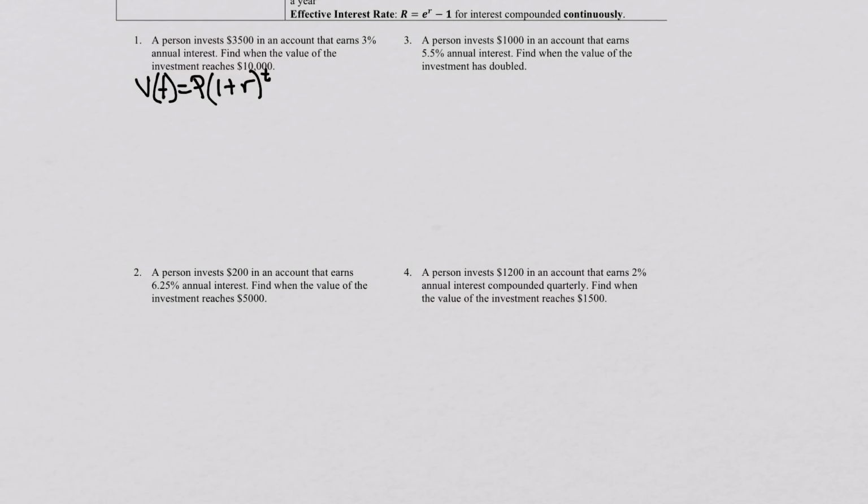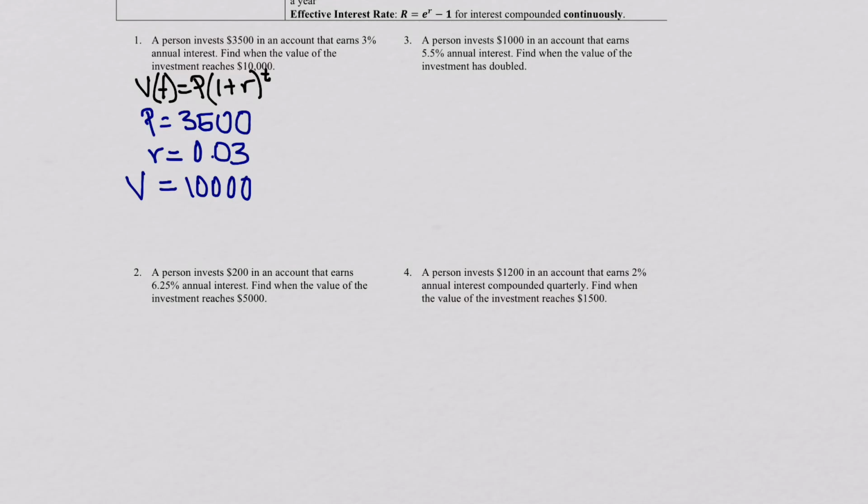Okay. So in this case, what I'm going to do first is start by writing down every single piece of information that they give me. A person invests $3,500. That's the principal. Whatever you started with is the principal. $3,500. In an account that earns 3% annual interest, that's the rate. Change it to decimal form and it's 0.03. Right? 3/100ths. Find when the value of the investment reaches 10,000. So they're telling me what V is. Okay, the final value of V is 10,000. So the question is, what is T? That's what they're asking for.